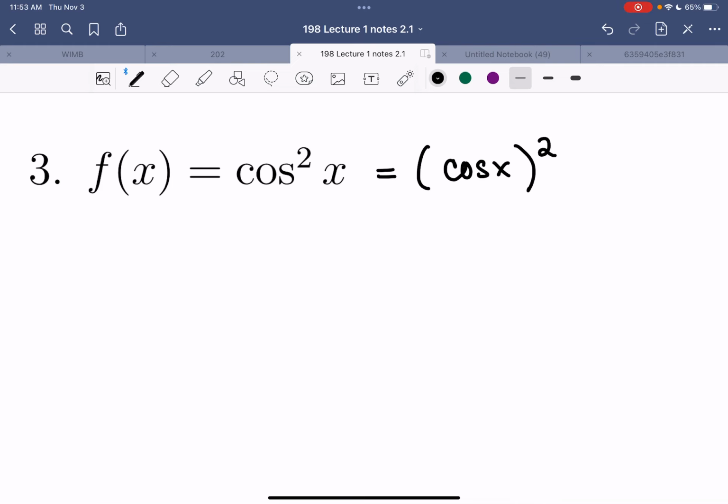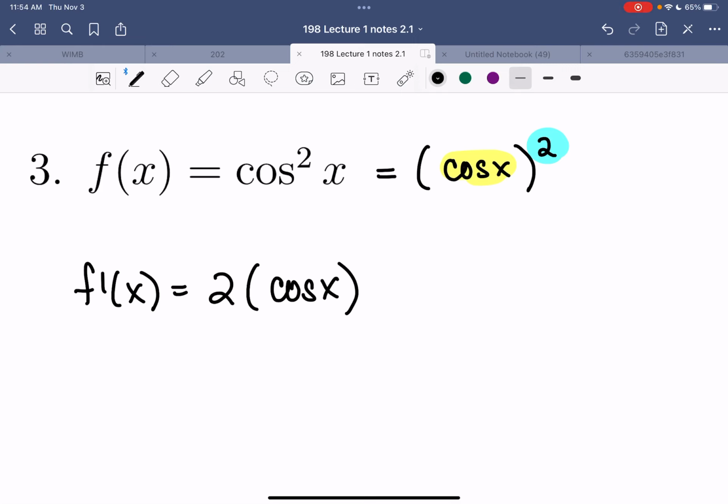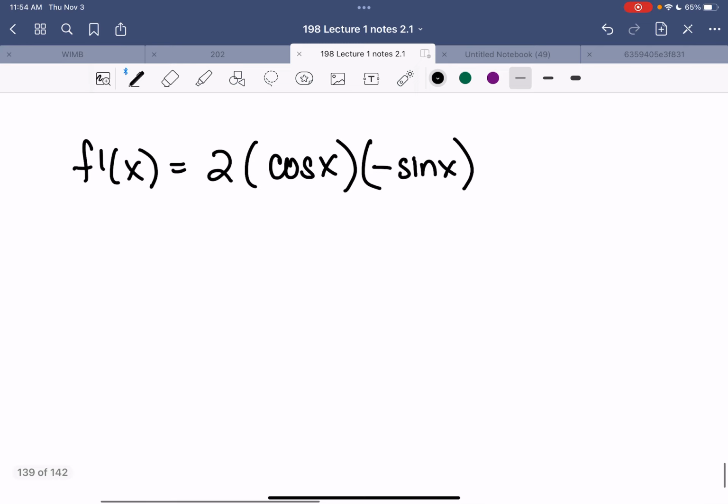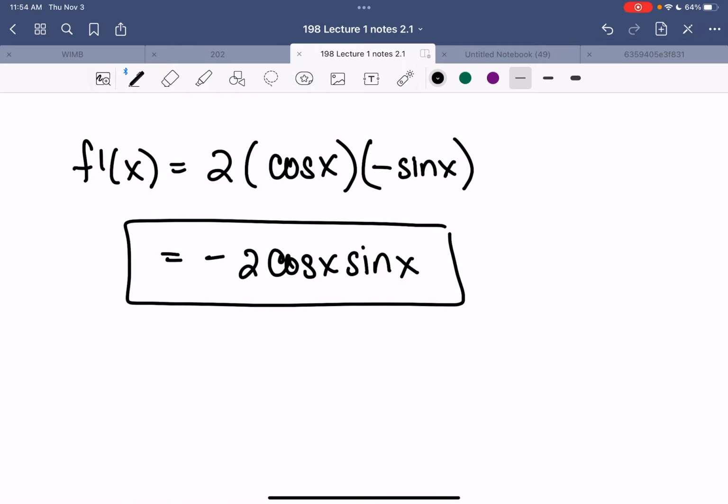But because we have the parentheses and the square, we have a chain rule. The cosine is my inside function, and the 2 on the outside is my outside function. So in order to take the derivative, I need to bring down the 2, leave the cosine of x. Its new exponent is 1. And then we multiply by the derivative of what's inside. And what's inside is cosine, so its derivative is negative sine x. And we just get negative 2 cosine x sine x. And that's it. Okay, so a lot less simplifying here.